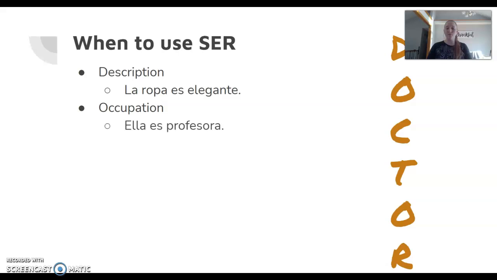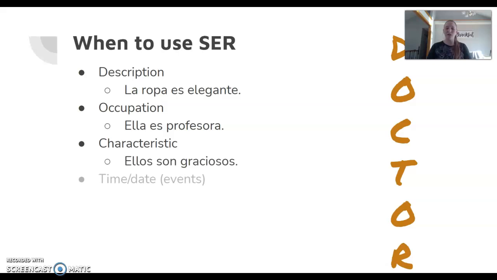Occupation, what is its job? Ella es profesora. Characteristic, what is this person like? What is this thing like? So for example, ellos son graciosos, they are funny. Time and date, so anytime that you're talking about a date or a time, it is always going to be ser. You would also use ser if you're talking about where an event takes place.